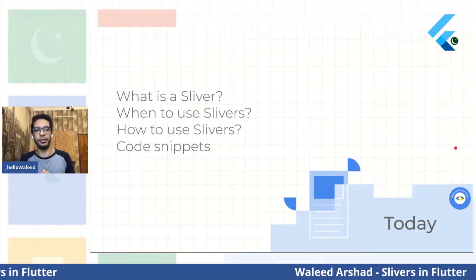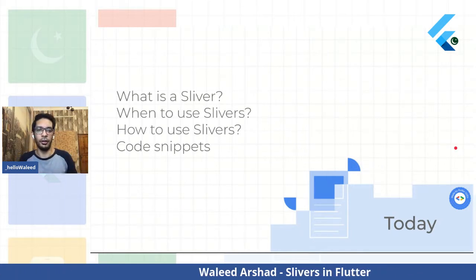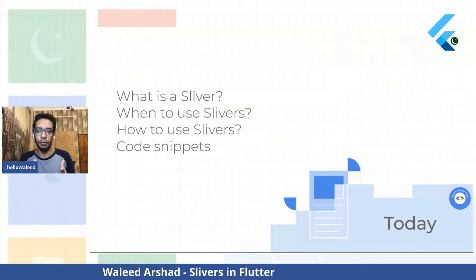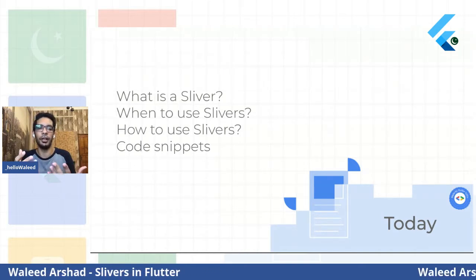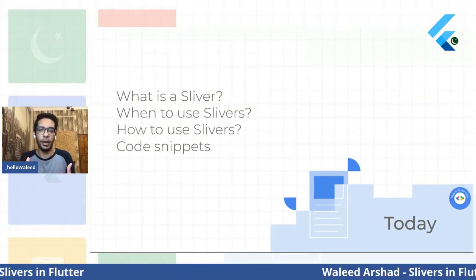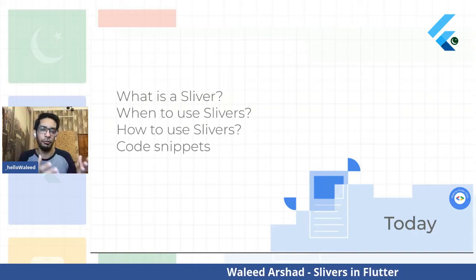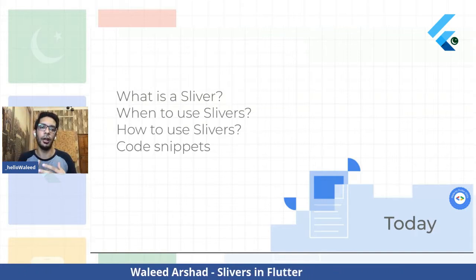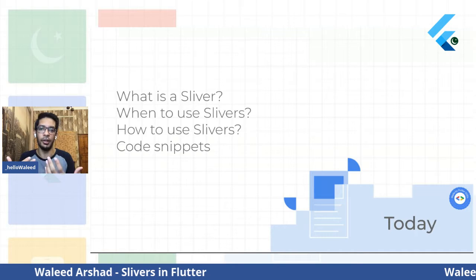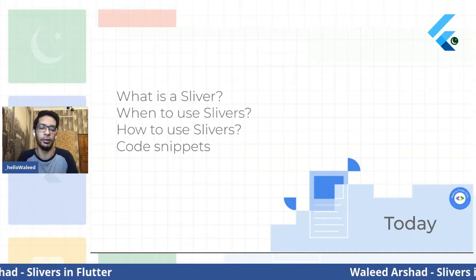So today we'll be discussing these four major things. First of all, we'll understand what a sliver is. We'll understand when to use it and when not to use it. We'll understand how to use it, and we'll see how to use it through code as well.